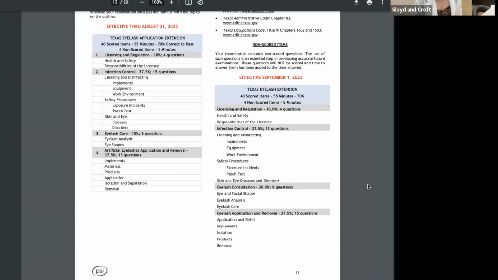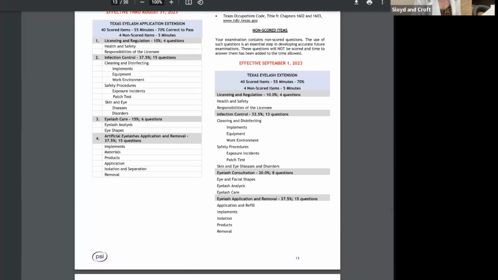So your fourth section is eyelash application and removal. This is worth 37.5% of your grade, and it has 15 questions. So this is the largest section in your written exam. The topics covered in this section are application and refill, implements, isolation, products, and removal. And again, this is on your PSI exam bulletin, so this is available to you guys whenever you need it.